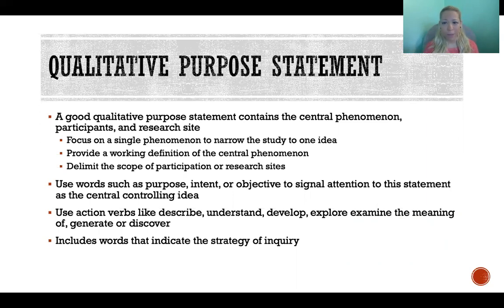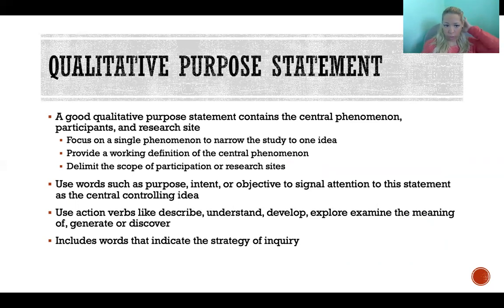Okay, so the phenomenon might be very familiar to you. That's why you're studying it. You might have done your literature review. You might be very familiar with this phenomenon, but the reader, you have to assume, doesn't know about this phenomenon. So you need to narrow it down very specifically and give a working definition of what that phenomenon is that you intend to study. And that needs to be right there in your purpose statement. You're also going to delimit the scope of participation or research sites. So that's where you're telling the reader, here are the participants and the basic characteristics of these participants and where the research is taking place.